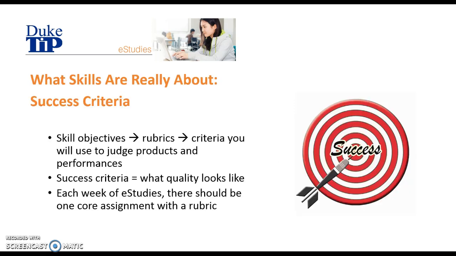So another thing that skill objectives are is they are what I would call success criteria. They are going to end up on your rubrics as criteria you're going to use to judge your students' products and performances. You're going to use these same skill objectives to tell your kids, hey, this is what quality looks like in a product or performance. And in each week of eStudies, there should be one core assignment, whether it's formative or summative, that has some kind of rubric with some kind of success criteria, otherwise known as skill objectives.